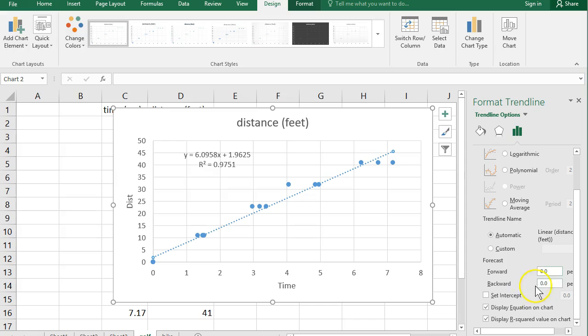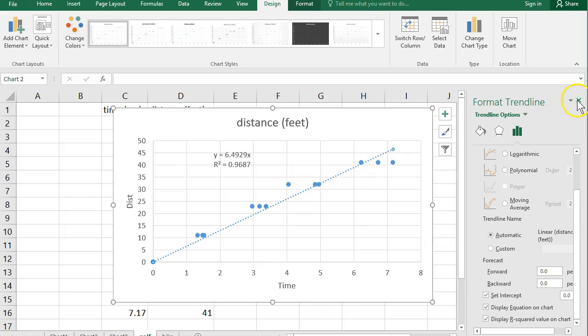One other thing we need to think about: does this line intersect the origin? In this case, at 0 seconds, we had 0 feet. So we're going to set the intercept to be 0, 0. Always check the bottom two, and you have to ask that question, set intercept to 0, before you do that. If you can't say at 0 seconds it was 0 feet, then you cannot check that.